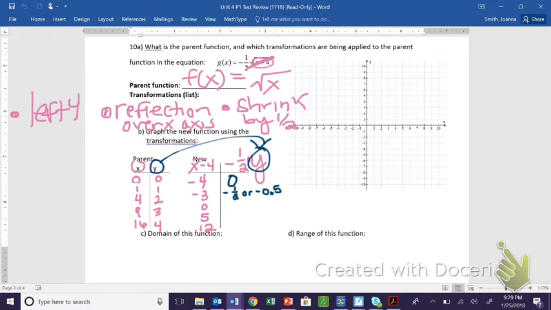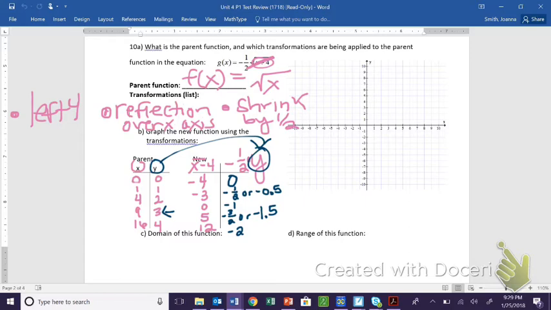Okay? We're going to continue. Negative 1/2 times 2 gives me a negative 1. 3, I'm on this one right here. 3 times a negative 1/2 gives me a negative 3/2, or a negative 1.5. And then 4 times negative 1/2 is simply negative 2. Okay? So far, so good. So we have to now plot these points.